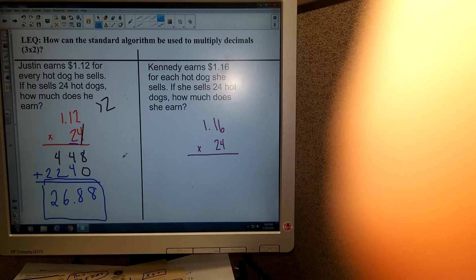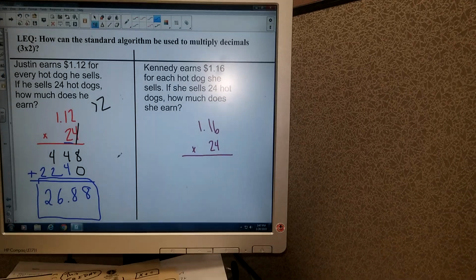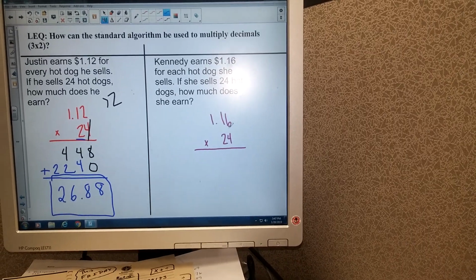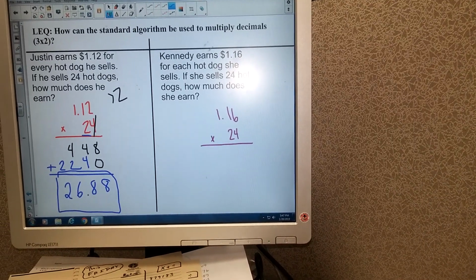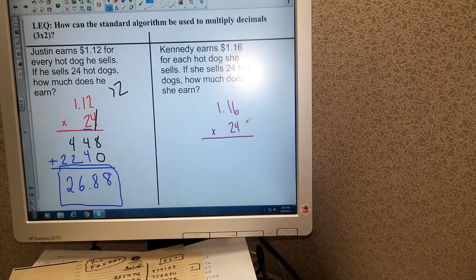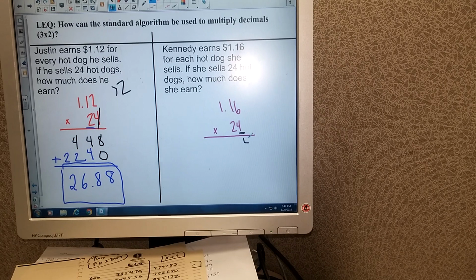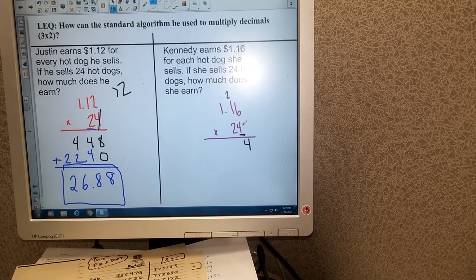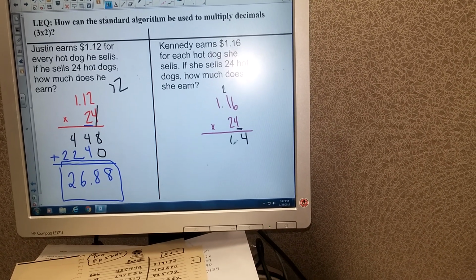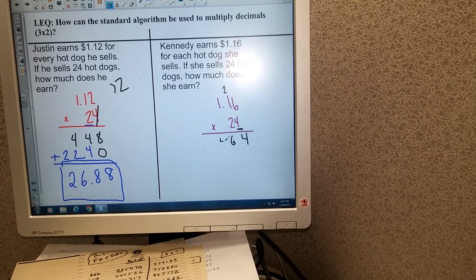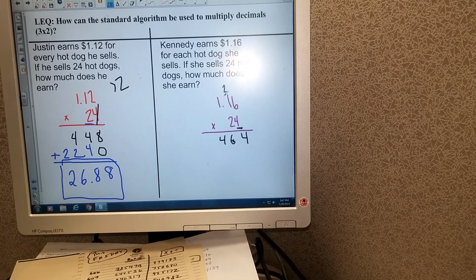When I move to my problem on the right, it's not much different than the problem on the left. So my answer, if it's correct, needs to be around $26.88 because it's only 4 cents more per hot dog. The only difference in this case is we're going to have to do a little bit of carrying. So again, we start with our ones place. 4 times 6 is 24. I write my 4. I carry my 2. 4 times 1 is 4 plus 2 is 6. 4 times 1 is 4. So 4, 6, 4 is my first line of math.